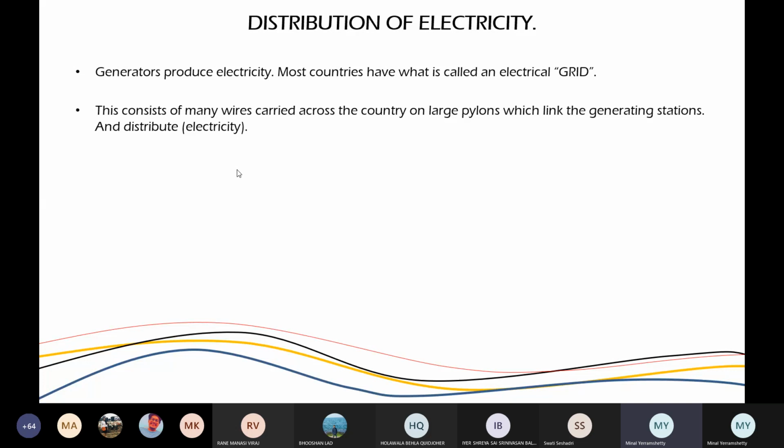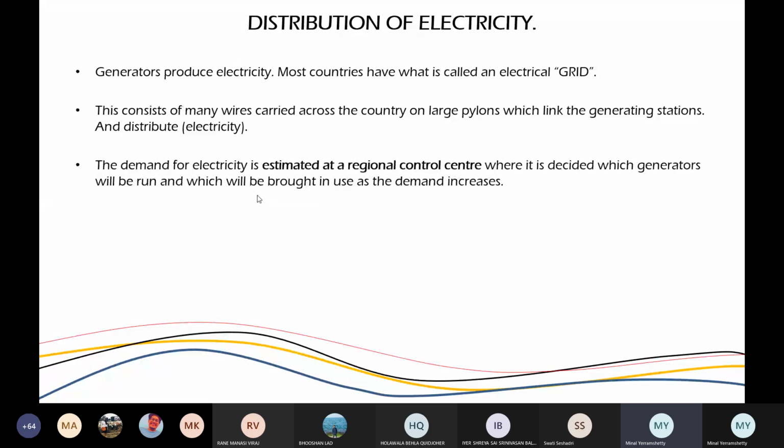But how does it happen? Now the demand for electricity is estimated at a regional control center. What is a regional control center? So you have a region. A region is basically demarcated in various ways. Again, that's a very planning kind of thing. So a region can be demarcated, say, geographically. You can demarcate it politically. You can do it socially. You can do it sector wise. Maybe some area is purely industrial, so that becomes a zone, a region.